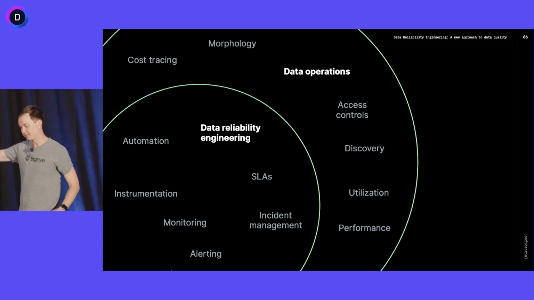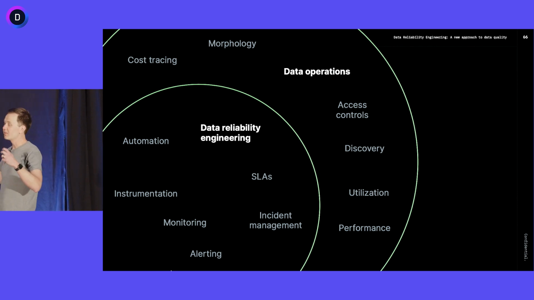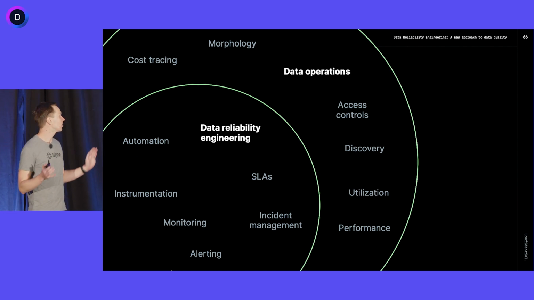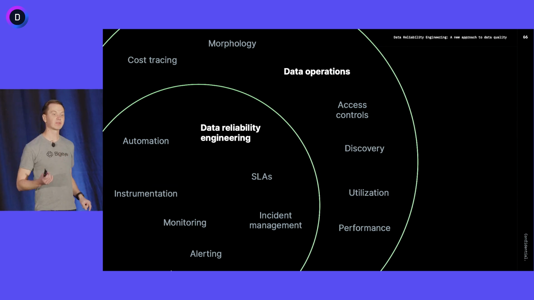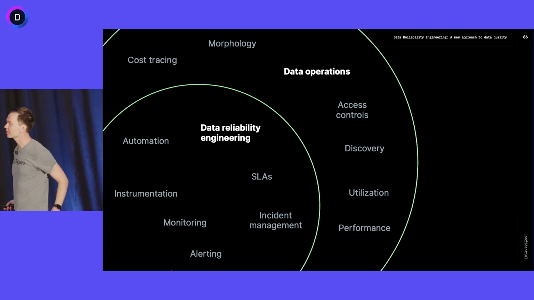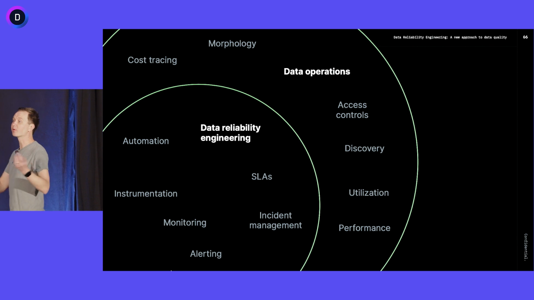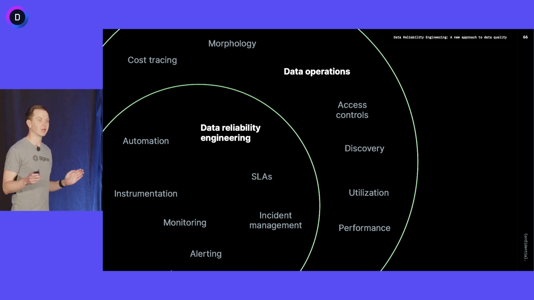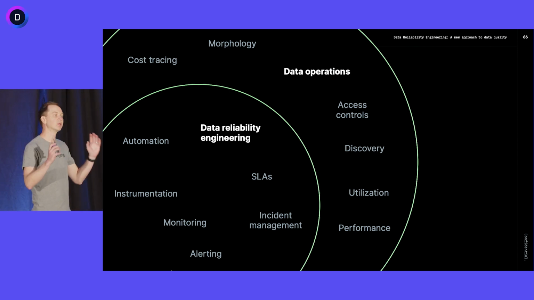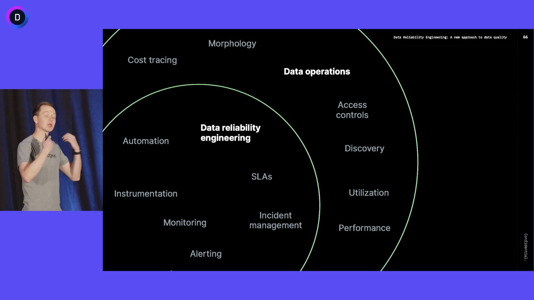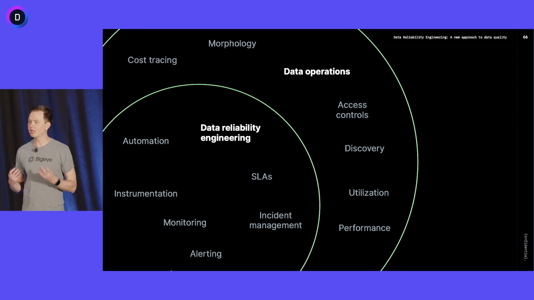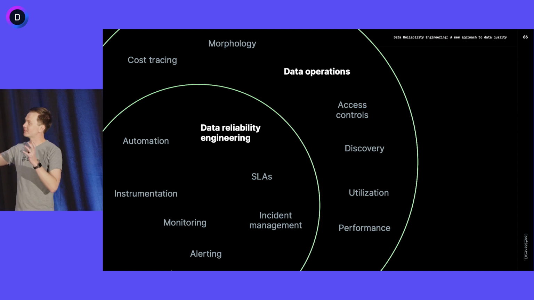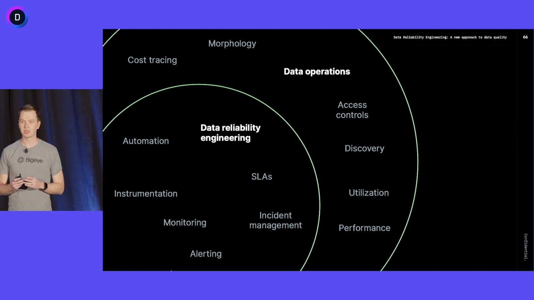So going back to that pyramid that I showed earlier, data operations is a really broad space. It covers a lot of territory. Data operations covers everything from, as I mentioned, discovery, access controls, privacy, security, how the data is being used, the performance of your queries, optimizing that performance. There's a lot of things in data ops, and data reliability engineering is really a part of it. It talks about the practices and the tools that you need to have in order to ensure a lot of the reliability that is core to the rest of the data ops tool chain.